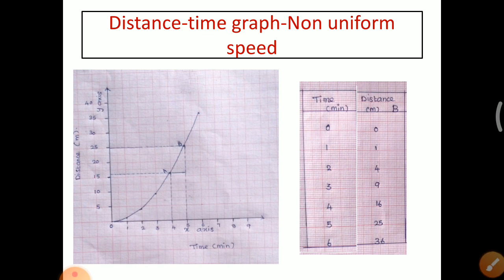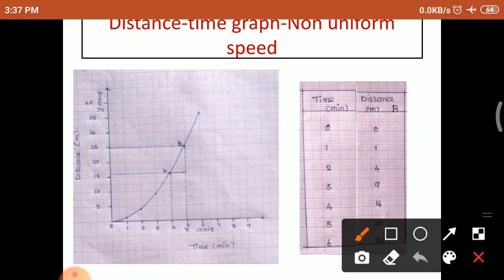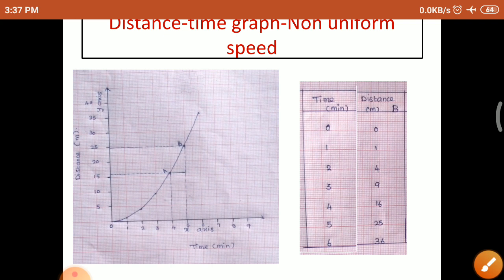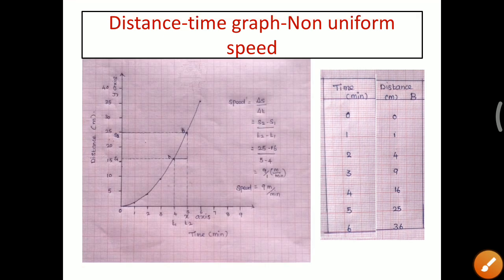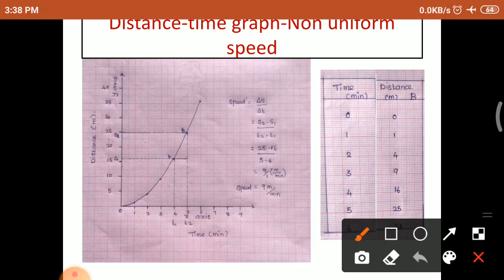The next thing, you have to choose any 2 points on this line. So I have chosen A here and B here from this line. I drew the perpendicular lines to the x-axis and also the y-axis. The next step, I have written S2, S1, T1 and T2.